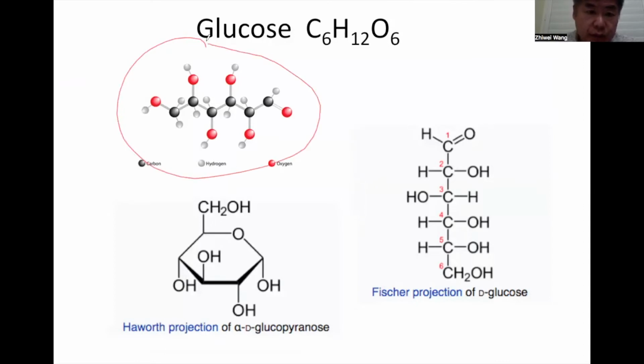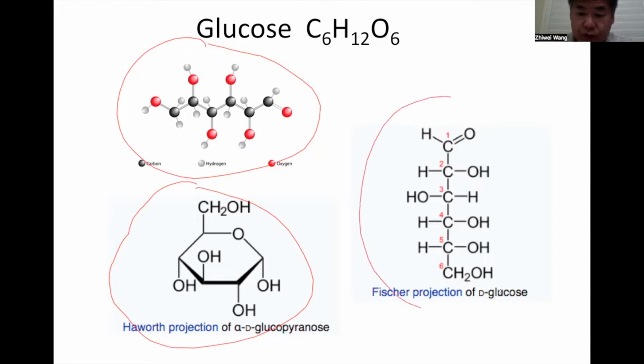It's a ball and stick structure, or we call this alpha D glucopyranose. That's the Haworth projection, and or the Fischer projection of the glucose. Certainly, they are essentially the same thing, just in different forms.